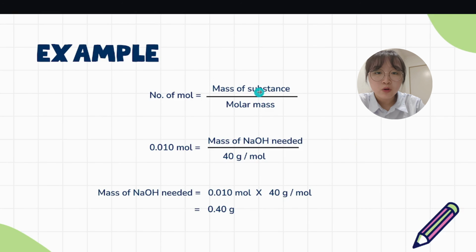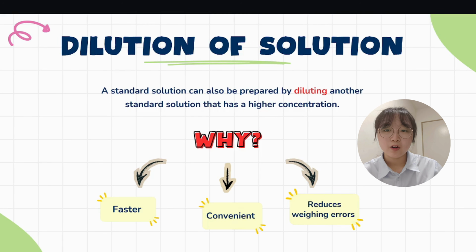And the second part, we need to convert the number of moles into grams so that we can actually weigh it. Alright, so we will use the formula: the number of moles equals mass divided by molar mass. Given that the molar mass of NaOH is 40 grams per mole, we rearrange to mass equals number of moles times molar mass, and we plug in the numbers. And finally, we will get the answer, which is 0.40 grams.